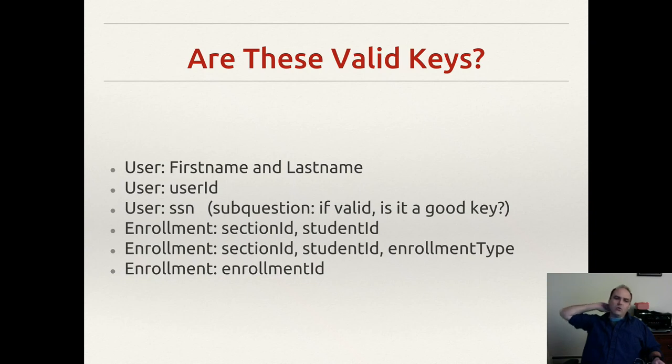All right, so let's go with the user one first. The first one is a composite key, and the proposal is first name and last name. So is this a good composite key? And I would definitely say no. And I hope you were thinking no immediately as well. I don't know if I've ever had students with the same exact first and last name in the class, but there is absolutely no reason why it can't happen.